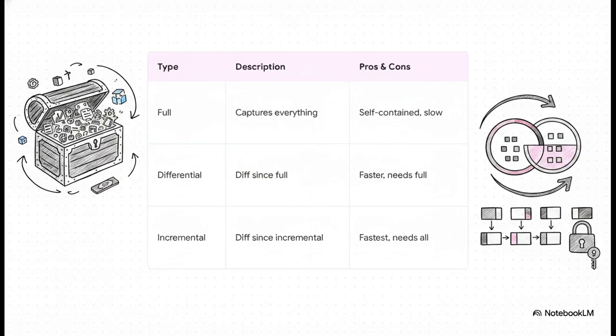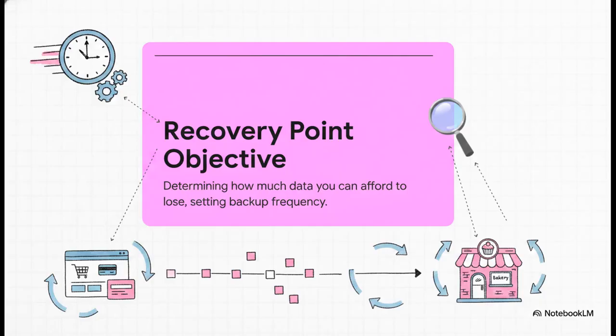The catch? Well, if you use incremental, you're going to need an unbroken chain of every single previous backup to restore your system successfully. Deciding which of those 3 types to actually use relies heavily on your RPO, or Recovery Point Objective.